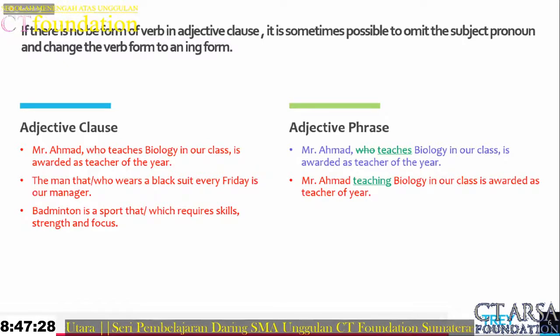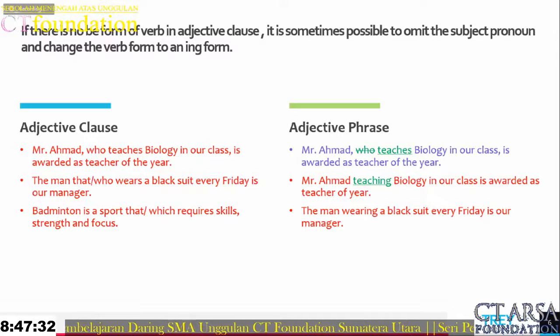Number three. Badminton is a sport that or which requires skill, strength, and focus. Can you change it to an adjective phrase? Badminton is a sport requiring skill, strength, and focus. Yes. Say again.